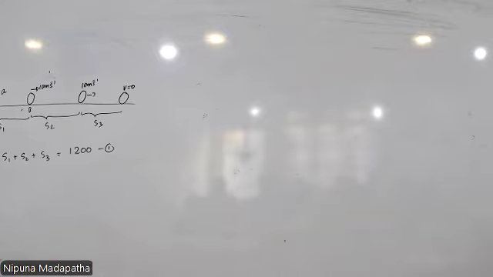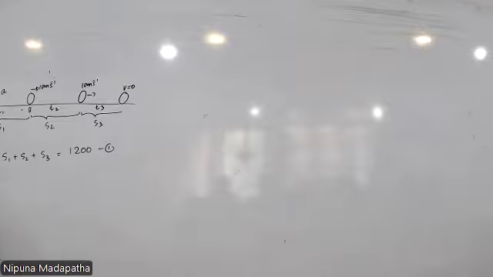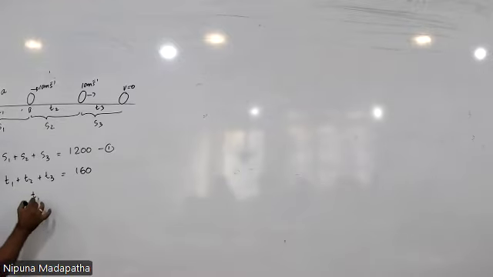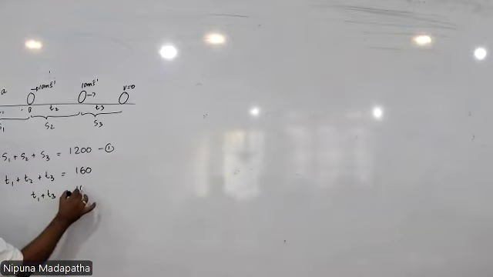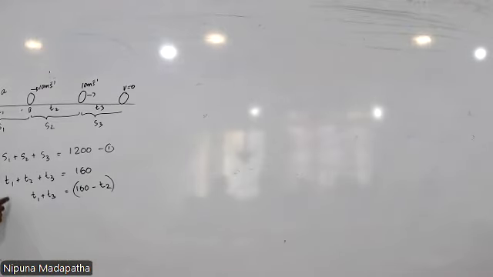Let's take the time that it accelerated as T1, the time that the body traveled with uniform velocity as T2, and the time that it decelerated as T3. So T1 plus T2 plus T3 gives the total time, which is 160. So here I am going to separate T1 plus T3. It is 160 minus T2.